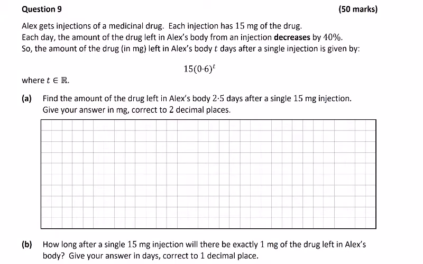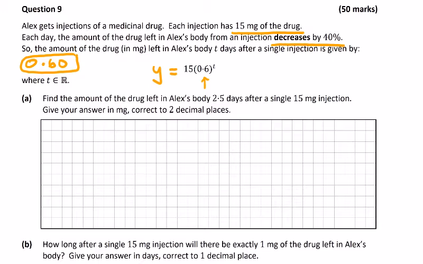Question 9 in 2022. Alex gets injections of a medicinal drug and each injection has 15 milligrams of the drug. Each day, the amount of drug left decreases by 40%, so there's going to be 60% of the original left. 60% left, which you can see is in here, and the 15 is before it, and the formula is given here, so that t days after, we'll call this y is equal to.